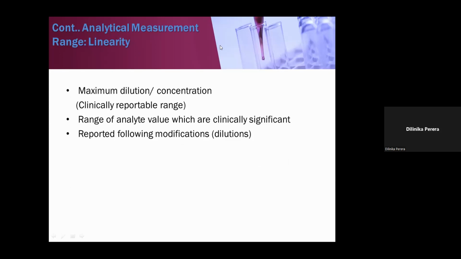When you're using the range, you have to determine the clinically reportable range, especially the clinically significant parts. We can report results following modifications such as dilutions. It is important that we decide the upper limit based on the clinically reportable range. Otherwise, there's no point in going to very high concentrations in this situation.